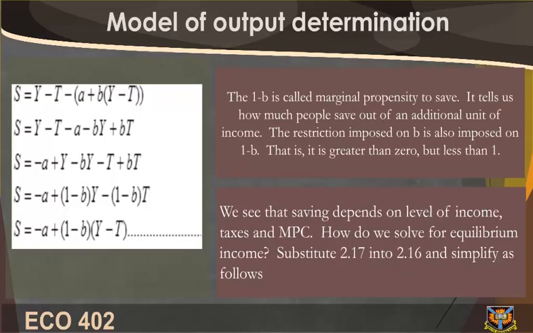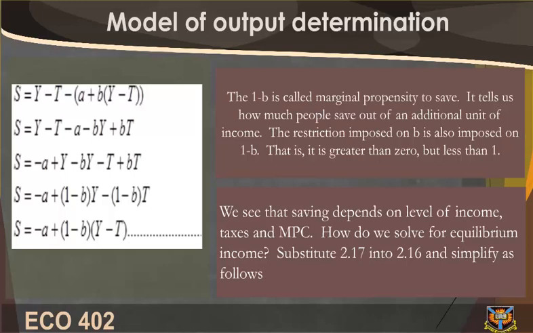The 1 minus B is called marginal propensity to save. It tells us how much people save out of an additional unit of income. The restriction imposed on B is also imposed on 1 minus B. That is, it is greater than 0 but less than 1. We see that saving depends on level of income, taxes, and MPC.